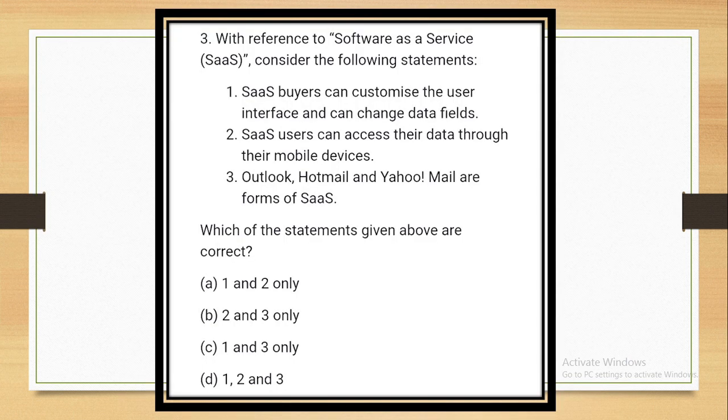Next question is this. With reference to software as a service, consider the following statements. First statement is this. SaaS, software as a service, buyers can customize the user interface and can change data feeds. This statement is correct. Second statement is this. SaaS users can access their data through their mobile devices. This statement is also correct. Third statement is this. Outlook, Hotmail and Yahoo Mail are forms of SaaS. This statement is also correct. So all the statements are correct. Answer is option D, 1, 2 and 3.